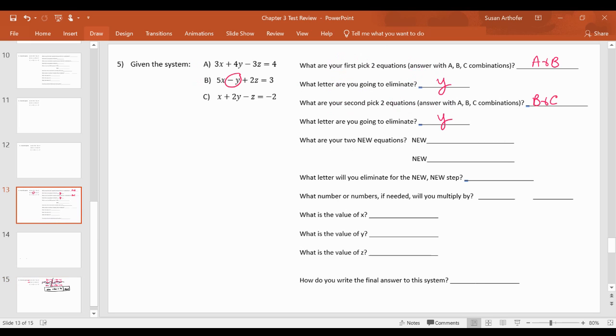Okay, so we're going to fill that in right here. 23x plus 5z equals 16. And now, so we're done with the first two. Now I have to do the next set, which is the combination B and C.